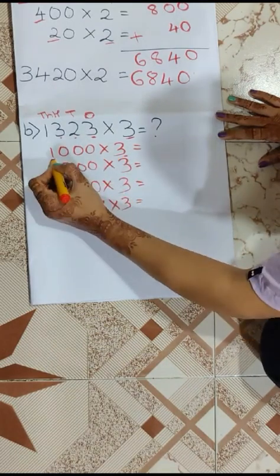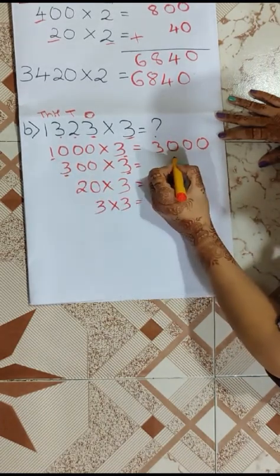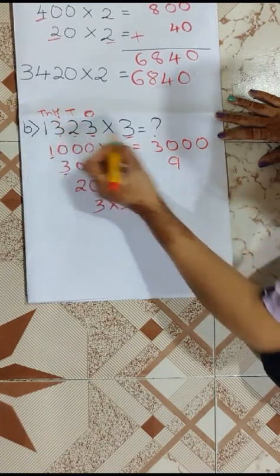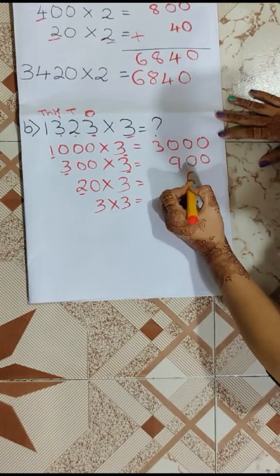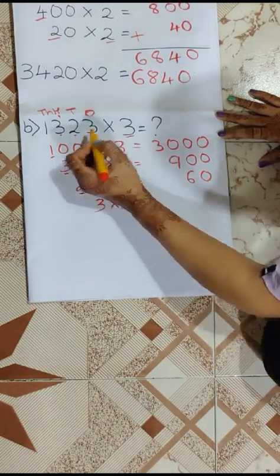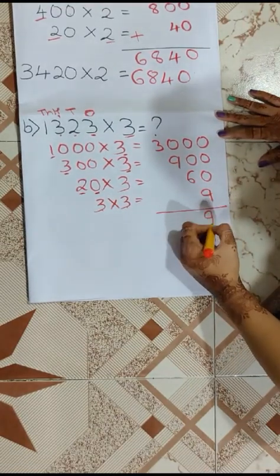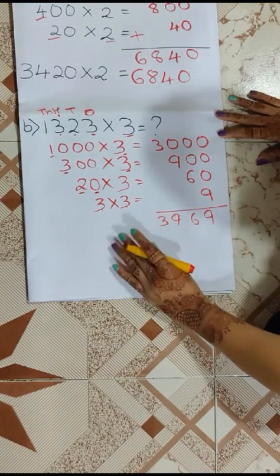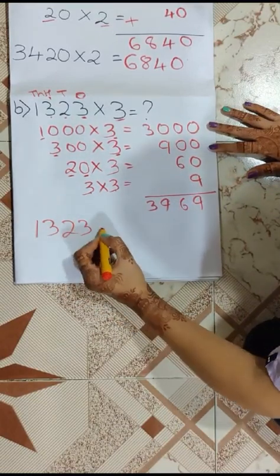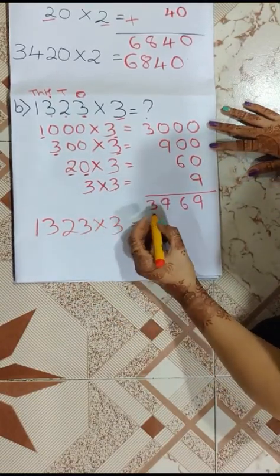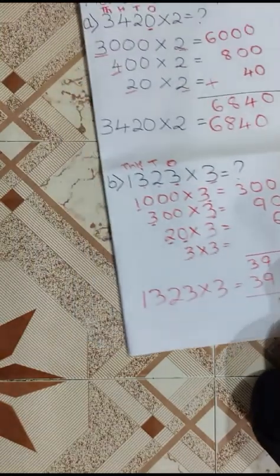Again, mental math. 3 times 1 is 3. Therefore, it becomes 3000. 3 times 3 is 9. It's under the hundreds position. Okay, we are solving the hundreds position and the 2 zeros. In my tens position, 3 times 2 is 6, and I have just 1 zero. In my ones position, I have 3 times 3, which is 9. Therefore, I have 9, 6, 9, 3. So my final answer: 1323 times 3 equals 3969. This was the first method that we learned today.